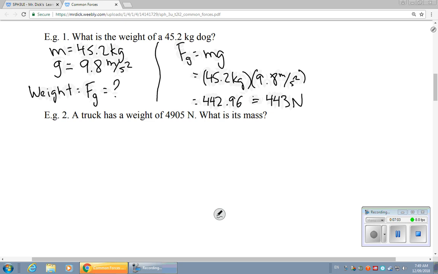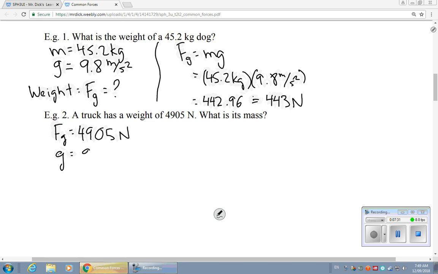If we've got a truck that has a weight of 4905 newtons, we want to find its mass. And so once again, the reason why the truck has its weight stated in newtons is because the weight is really its force of gravity. So that's one of our given quantities that we know. We actually know the force of gravity, in this case that's acting on this truck, is 4905 newtons. Once again, we still know that g is 9.8 meters per second squared, and in this case it's mass that we're actually looking for.